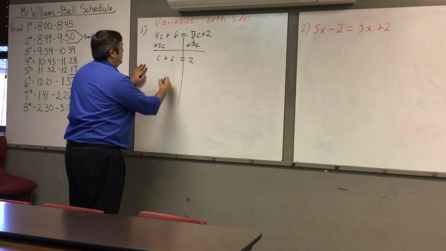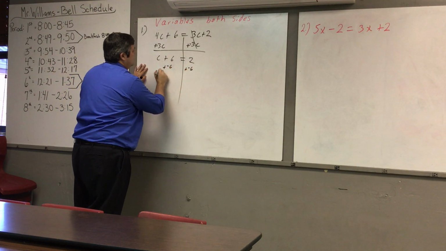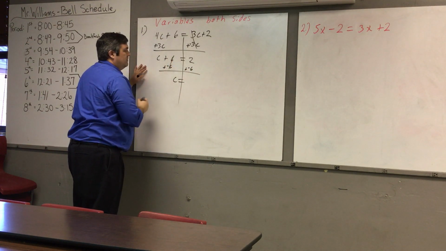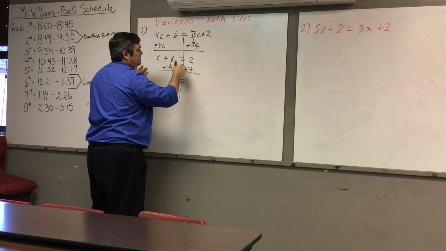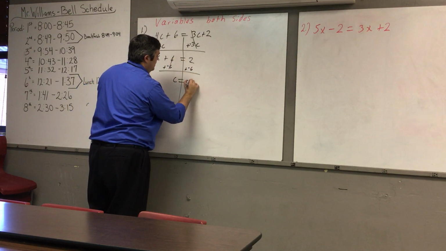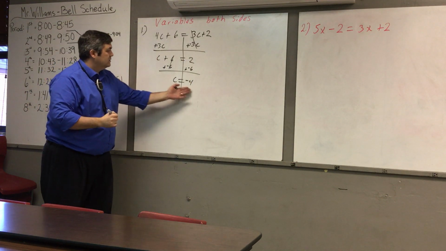All right? Plus a negative 6, plus a negative 6, gets me c equals, this cancels out, equals a positive plus a negative, subtract, keep the sign of the bigger number. So, negative 4, because that negative 6 is bigger than that 2. So c equals negative 4.